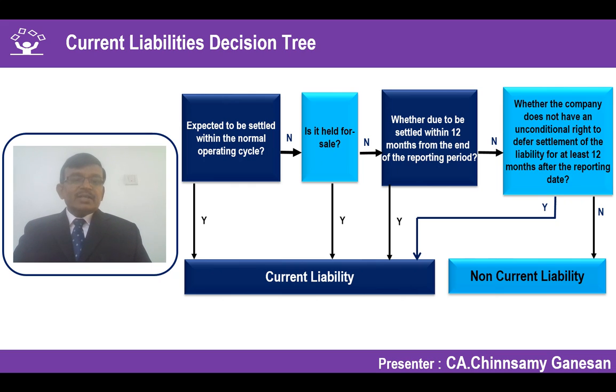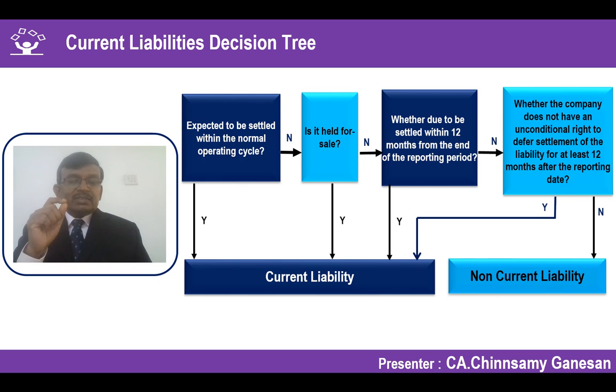When I'm reclassifying to current liability in the current year, should the previous year's balance also be reclassified to current liability? My view is no, because the determination of a current asset or current liability is based on the facts and circumstances existing as on that balance sheet date. So last year, I don't have a default. Last year, I have an unconditional right to defer settlement beyond 12 months. So to that extent, it is a non-current liability in last year. Just because it becomes a current liability in the current year, that doesn't mean that I have to restate the previous year balance also accordingly.